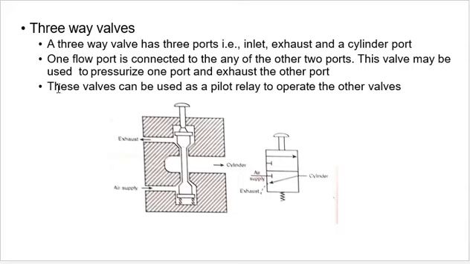So one port is connected to any one of the two ports. This valve may be used to pressurize one port and exhaust to the other port. This valve can be used as a pilot relay to operate other valves, and basically three-way valves are used when a single acting actuator is there.